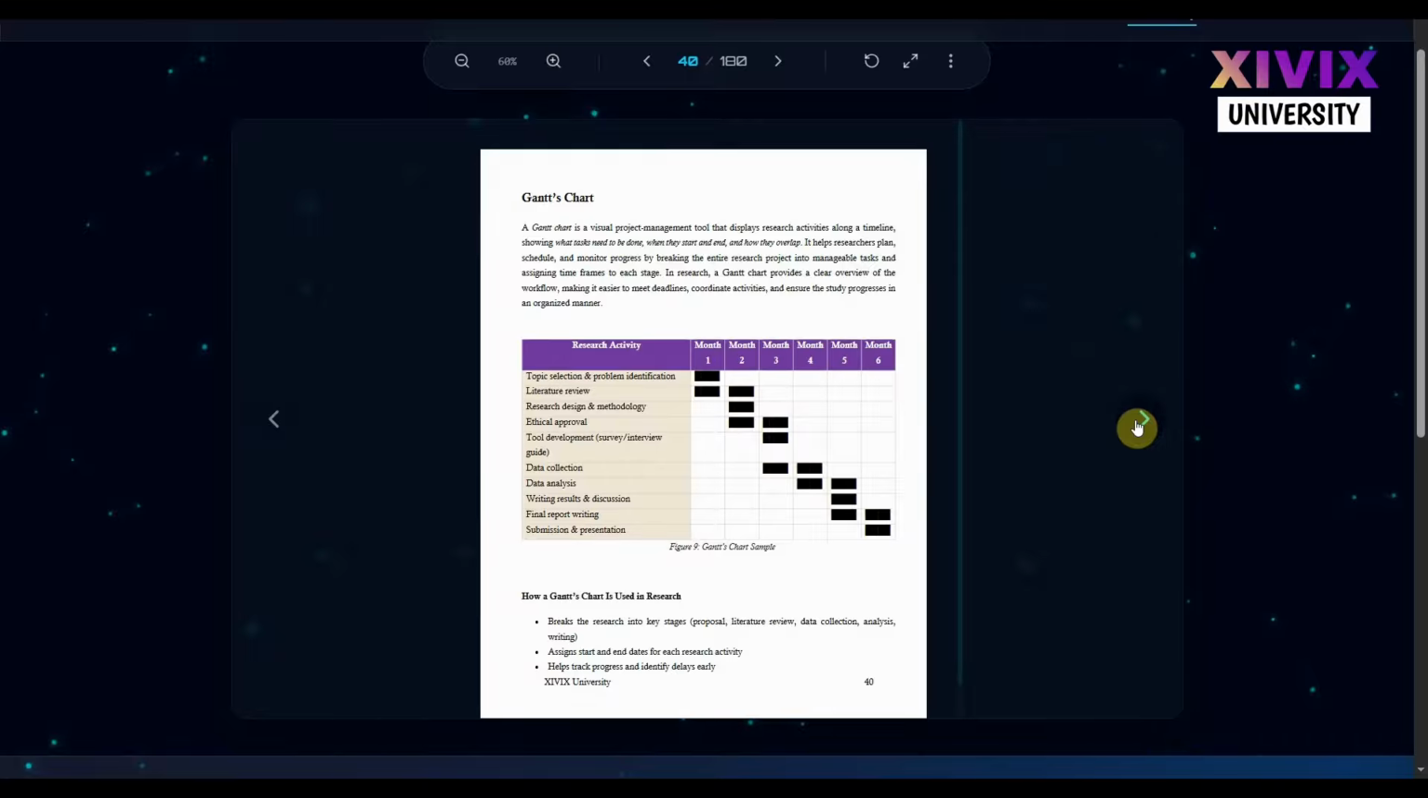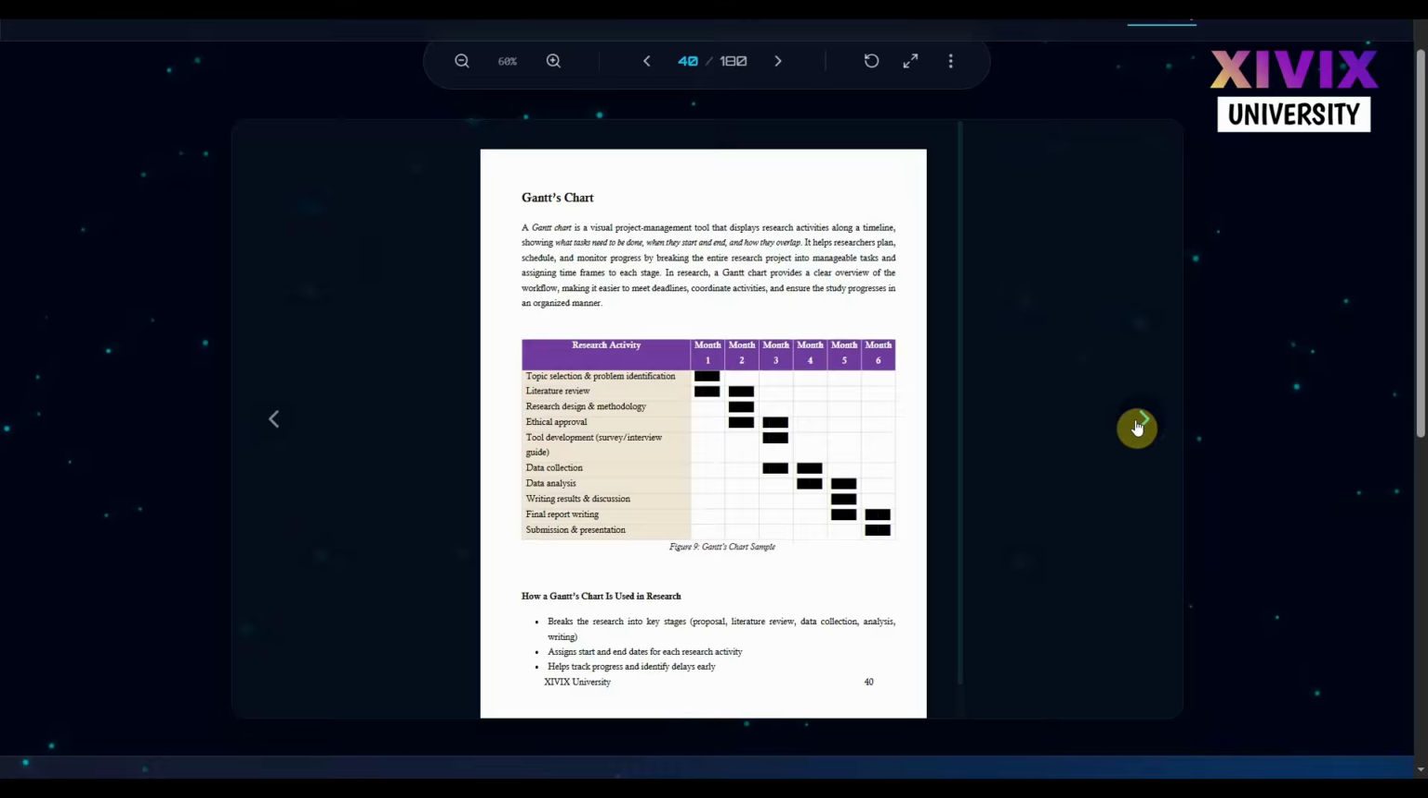As you can see in figure 9, this is the basic template that you can use to create your own Gantt chart. In the first column, you can see the milestones of your progress, such as topic selection and problem identification, literature review, research design and methodology, ethical approval, tool development such as your questionnaires, surveys, interview guides, and so on. And next, data collection, data analysis, writing results and discussion, final report writing, submission and presentation. Excluding the first column, you can see the other columns are dedicated to the timeline. So this is the basic guide to create your own Gantt chart.